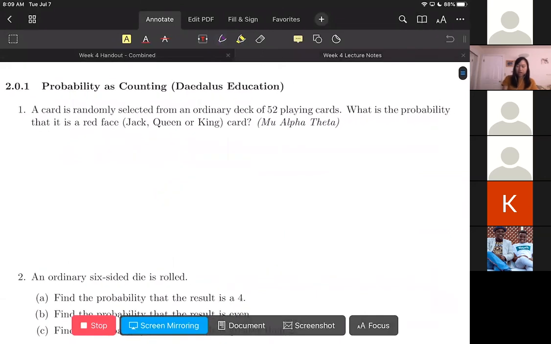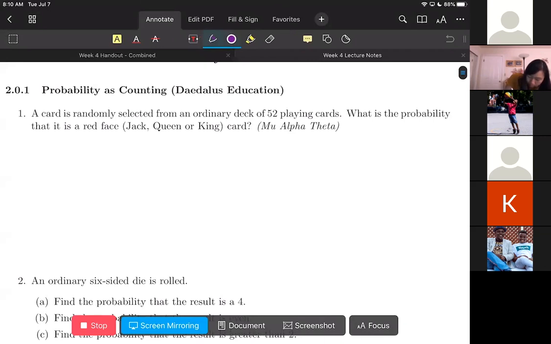This one says a card is randomly selected from an ordinary deck of 52 playing cards. What's the probability that it is a red face card? And a face card means it's a jack, queen, or king. Any volunteers on how to solve this one? Yeah. Since there are two red suits, like diamonds and hearts, it will be 2 times 3, which is 6 over 52, and you can reduce it to 3 over 26.